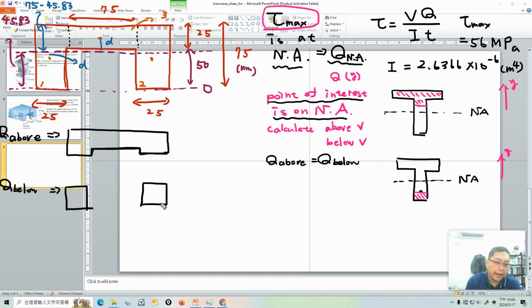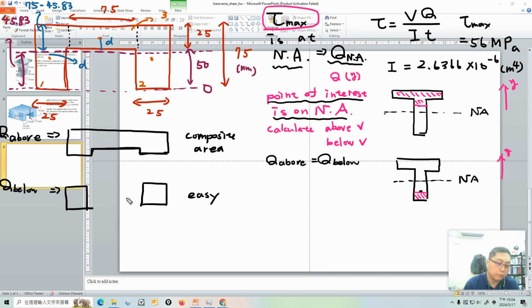Okay, and which one is better? Which one is easier to calculate? This one is easy. Compared to this, this one is kind of difficult because this is just too rectangular, and this is not that rectangular, so this is a composite area.